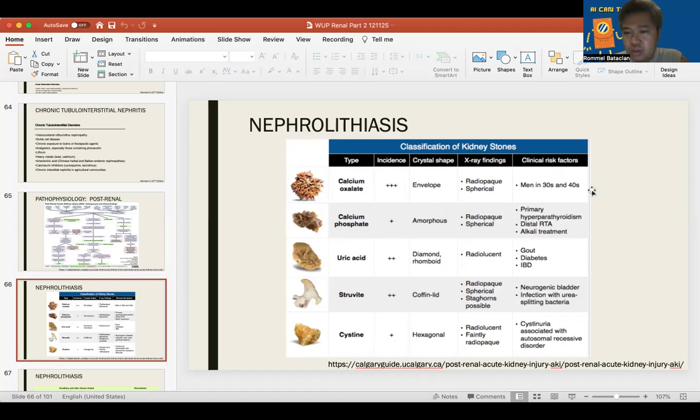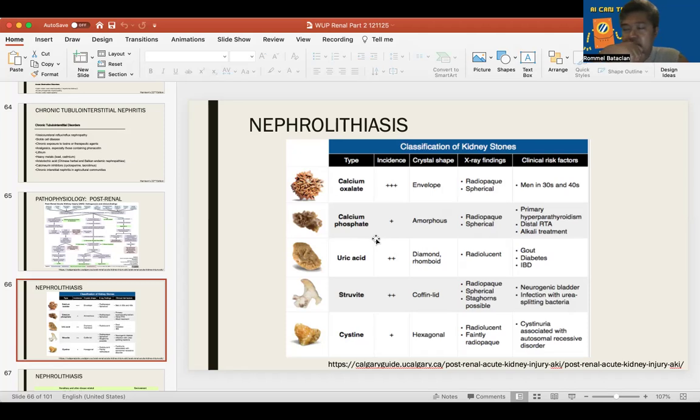It's usually common in adult males. Calcium phosphate is less common, still radiopaque, but this is usually associated with those individuals with primary hyperparathyroidism and distal renal tubular acidosis. For those with gout or other metabolic non-communicable diseases, uric acid stones are very common also in our country.